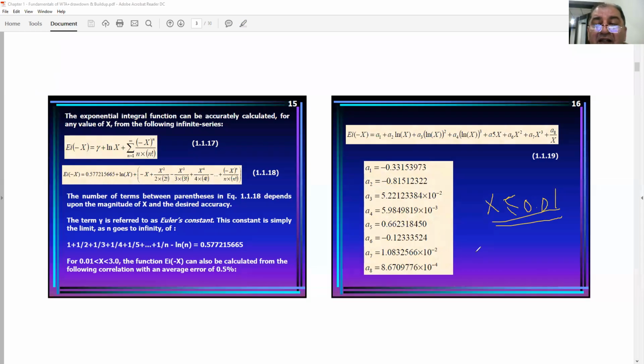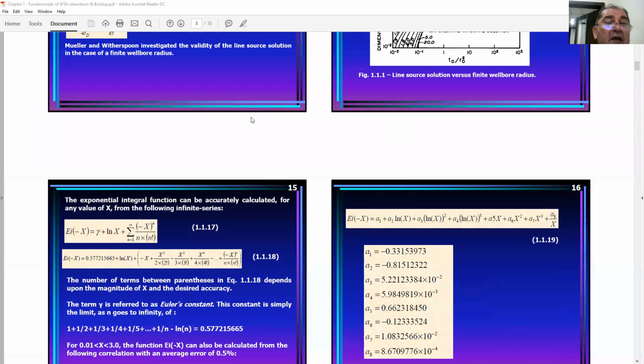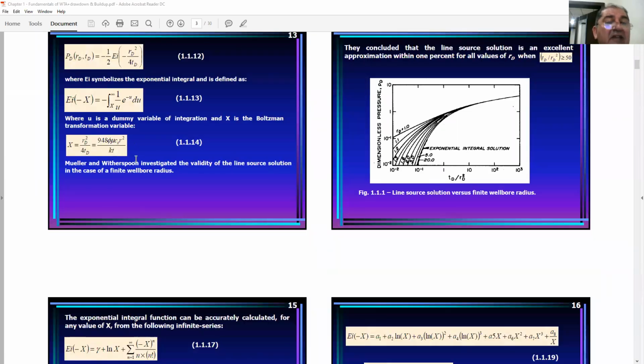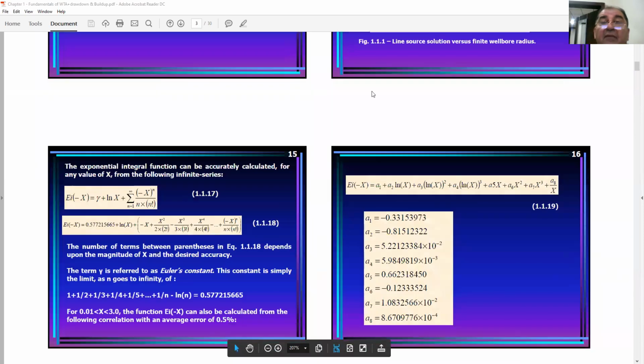Do you remember what x is, guys? Again, that's what I need you to know. x is 948 mu CT divided by KT. Sorry, KR. Let me check it. Yeah, here is x: 948 mu CT divided by KT, 948 mu CT r squared.